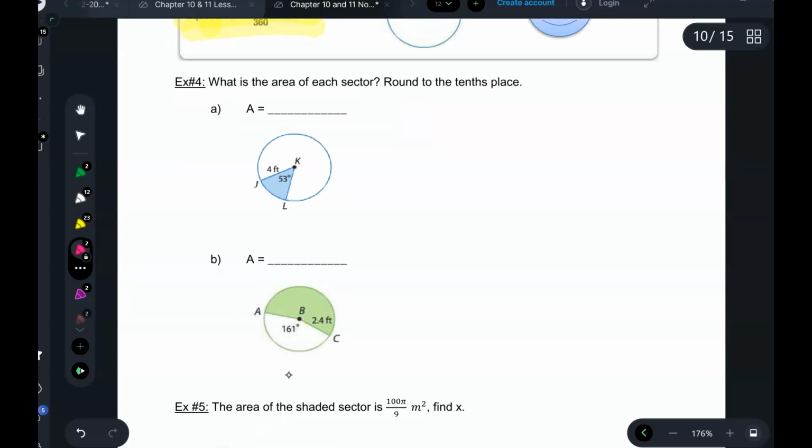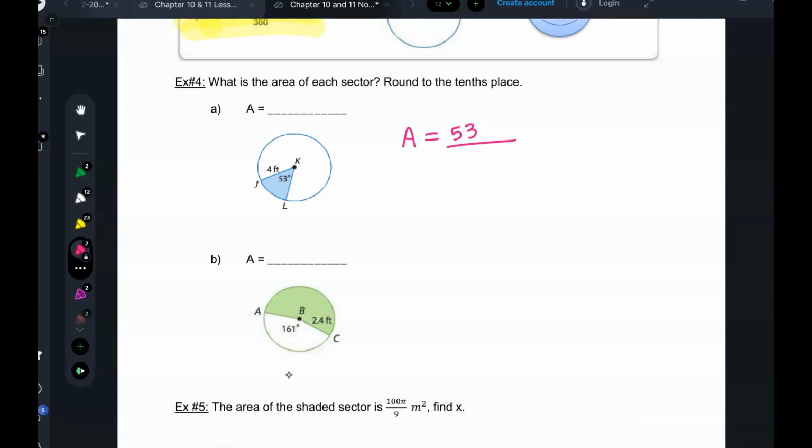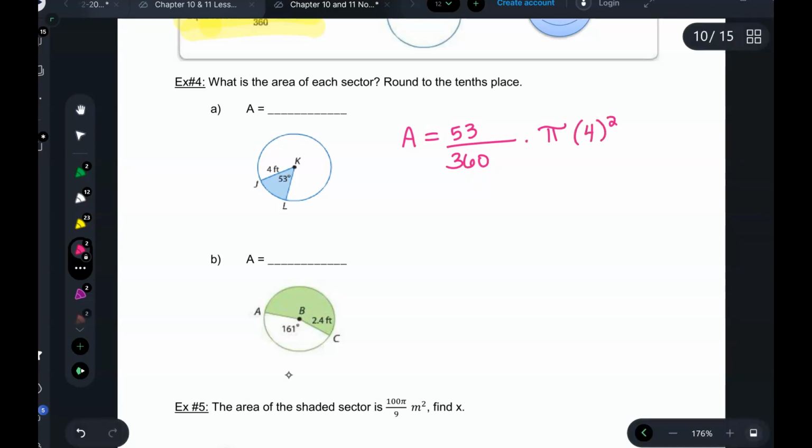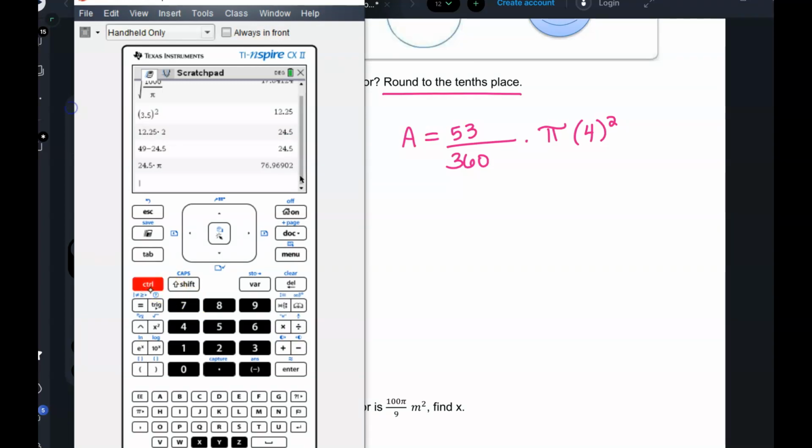Okay, so this has a central angle of 53 degrees. So what do I want to do for the area? 53 out of what's the whole circle? 360, times pi r squared. What's our radius? 4. Okay, we don't need to do exact form. So if we're able to round it, can I just plug that right into my calculator? Yes. So I'm going to do control divide.